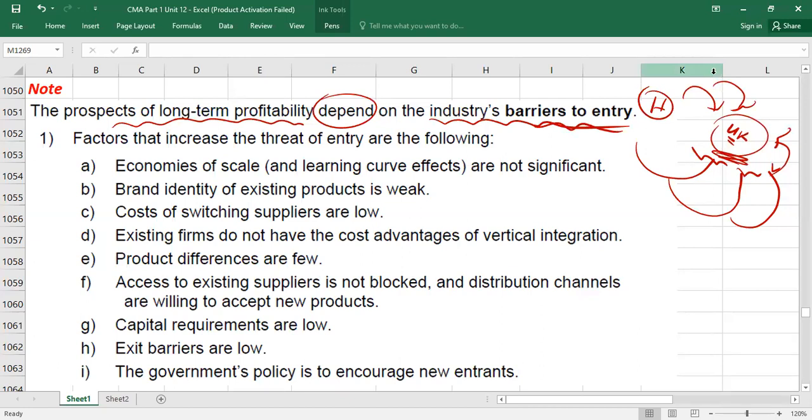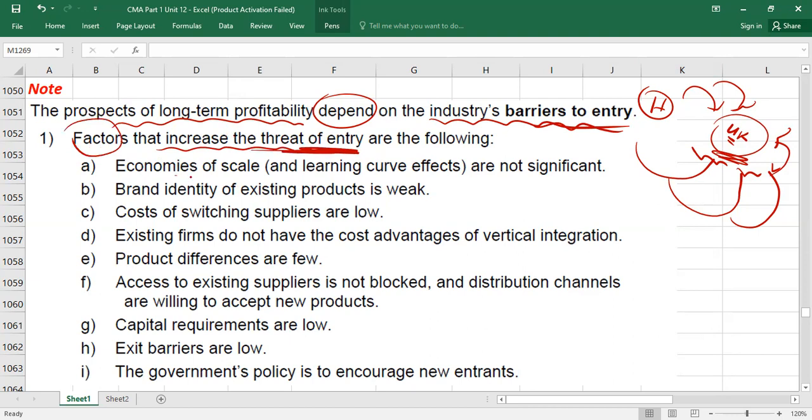If barriers to entry are low, if it is easy for everyone to enter this market, then that market is not good for you in the long term. But if it is hard for others to enter this market, it means there are barriers to entry, then that market is good for you, but those barriers you can break. Number one, guys, I'm now discussing the factors that increase the threat of new entrants. These are the factors which will increase the threat of new entry.